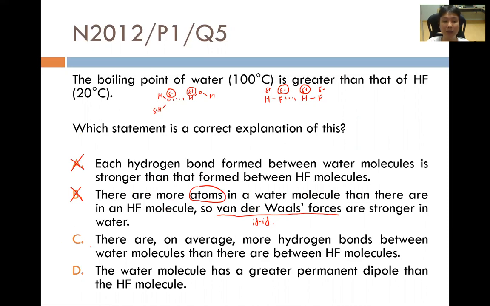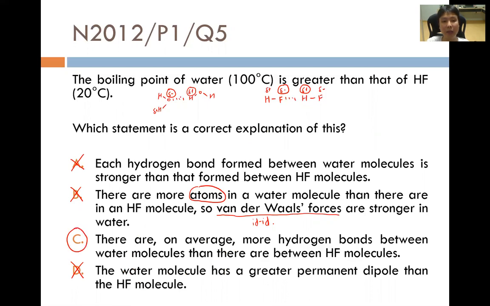Option C is the correct answer, so let me skip that for a while and talk about why option D is wrong. The water molecule has a greater permanent dipole than the HF molecule. As we mentioned, fluorine is more electronegative than hydrogen, so the delta plus and delta minus created in HF would be stronger than that in water. So the water molecule actually has a weaker permanent dipole than the HF molecule, and option D is wrong, and C would thus be the answer.